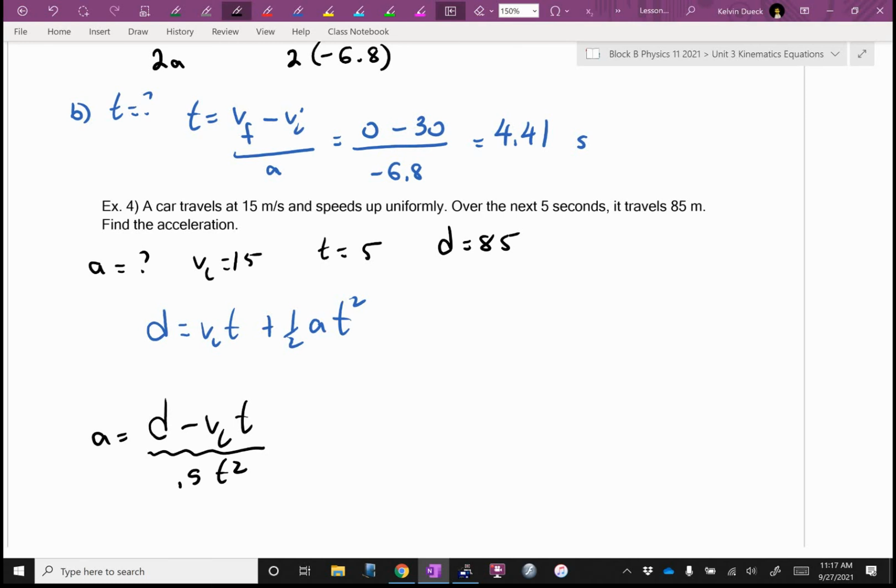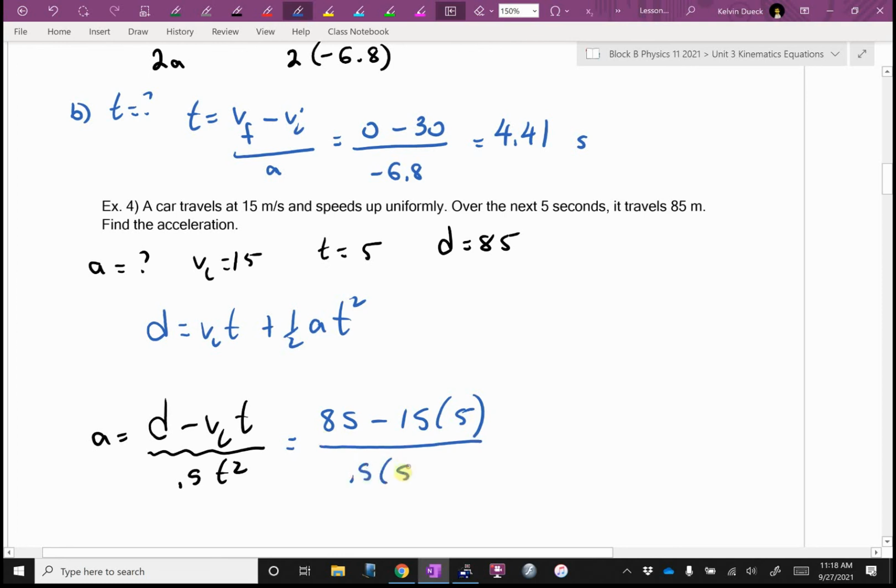Okay. 85 minus 15 times 5 all over 0.5, 5 squared. Is this a fraction? Brackets around the top, brackets around the bottom. Actually, I think I did this in my head. 15 times 5, 75. 85 minus 75 is 10. 20. 20 over 20. Is it 0.8? Even? Yeah. I'll go 0.80 because I did it in my head and I want to show off. I went to 2 sig figs. Is that right? Yeah? Mesa, units.